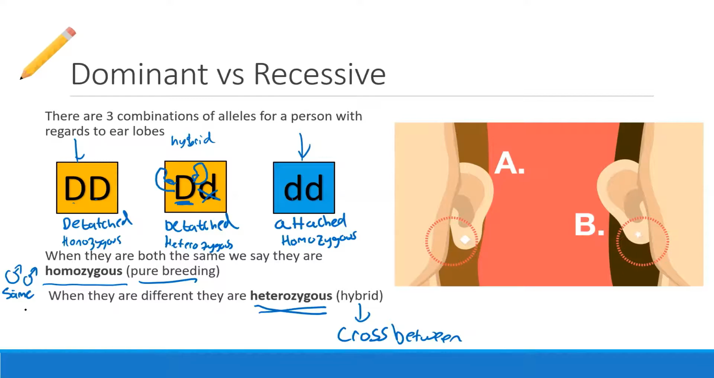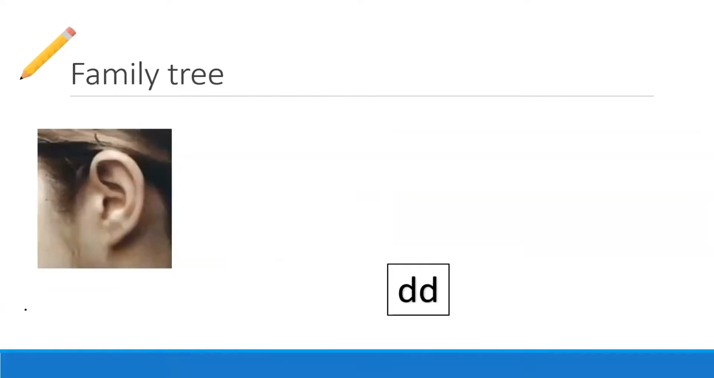I'm going to change the slide now. You guys can come back to this later on if you want. We're going to just jump on to the next little bit. We're going to look at a family tree. Let's take this particular person. Now, this particular person has a lowercase d and a lowercase d. Because they've got 2 recessive traits, that means that this person's earlobes are attached.